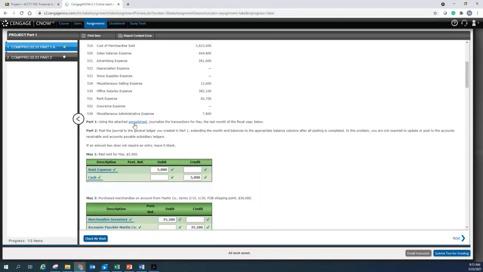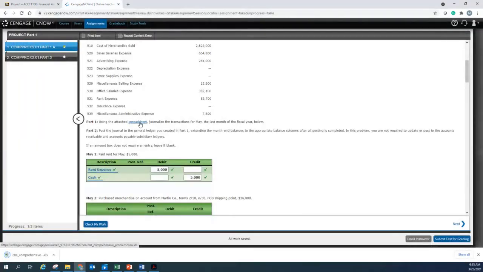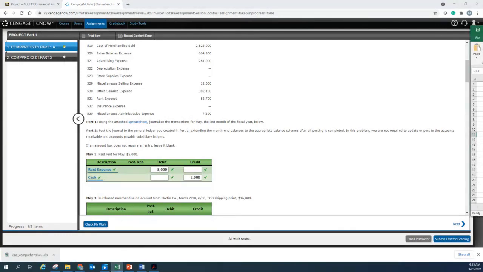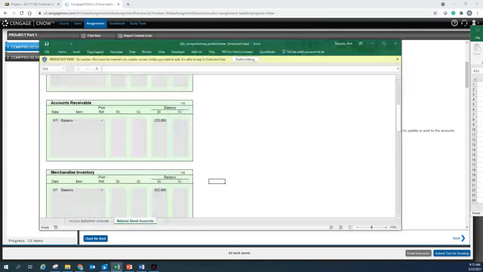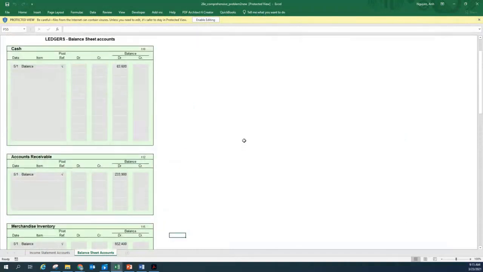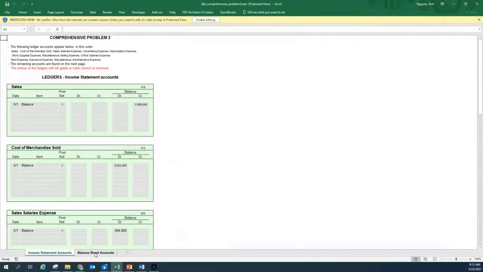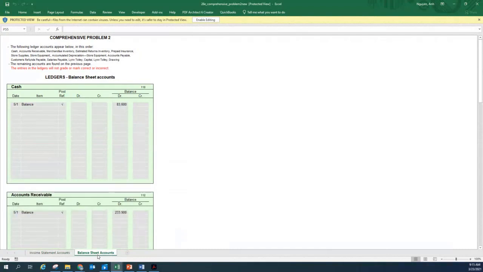In this project, use this attached spreadsheet right here. Here's the link. Click on it to download this spreadsheet. It's an Excel spreadsheet, and it looks like this. Right here. Do you all see the spreadsheet? There are 2 worksheets in here, or tabs, income statement accounts and balance sheet accounts.